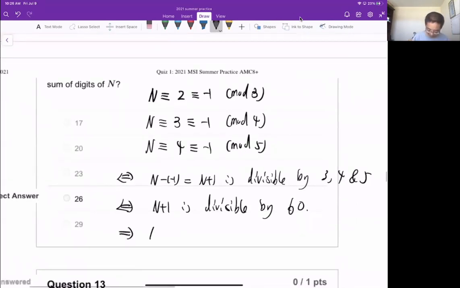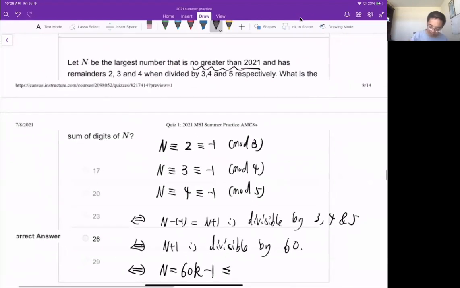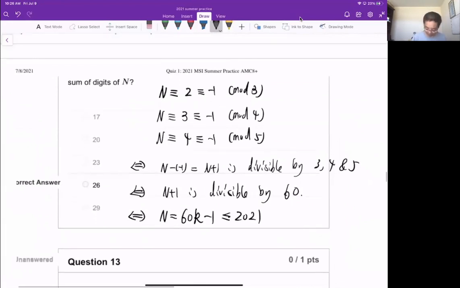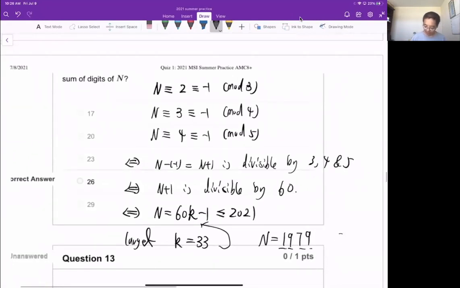From here, we say that n can be written as 60 times some integer k minus 1, right? And here the requirement is no greater than 2021. So when this is less than 2021, we find the largest k that makes this work. The largest k that works is k equals 33. If we plug k equals 33 in here, we get n is 1979. And if you add all the digits together, the sum equals 26.